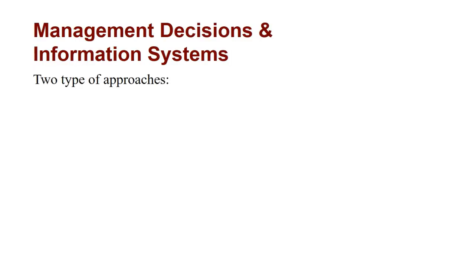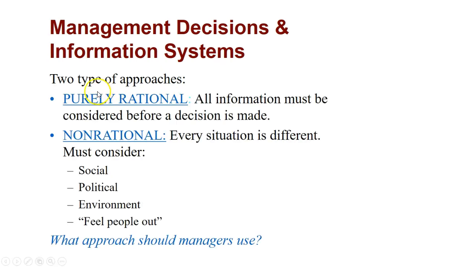So another part of systems theory is to think about the different types of management decisions that you might run into. There are two different types of approaches that one can take. There are probably lots of different words you can use, but the ones that boil down fairly well are the purely rational versus the non-rational. The purely rational is where all information must be considered before a decision is made. The non-rational is where every situation is different. You're considering social, political, environmental factors. You feel people out, get a better sense of where people are going to be with all these components in terms of where they might go.